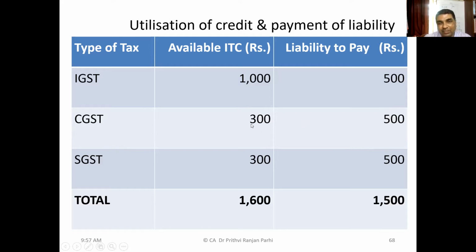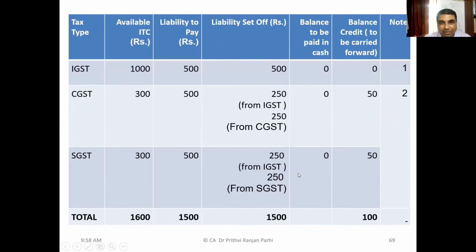So I can do it with this. 300, 300, you can use it. The remaining money I can bring from IGST equally. That also I can do. Okay, 200 rupees from IGST credit, here also 200 rupees from IGST credit. I can do it. But CGST I cannot use for SGST. SGST I cannot use for CGST. Are you getting it? So if I plan for settlement, it will be like this.